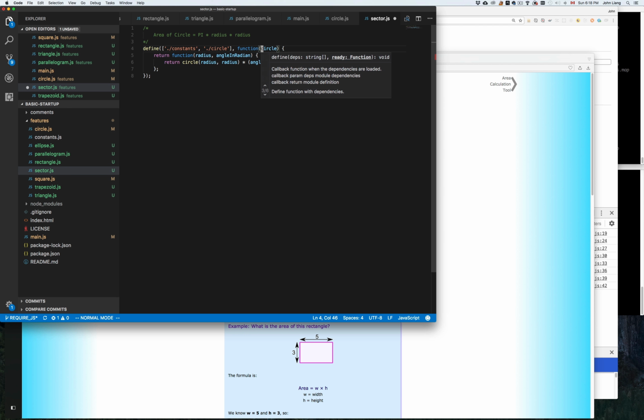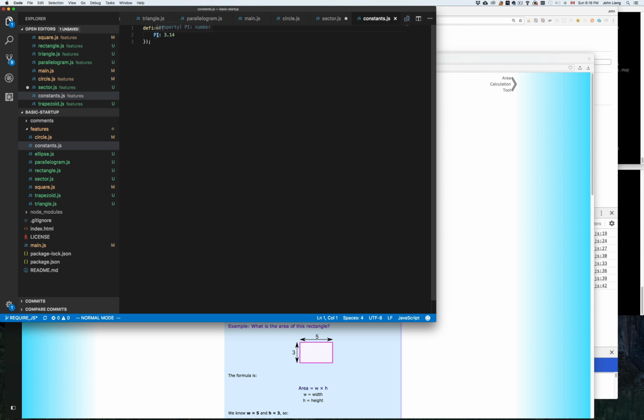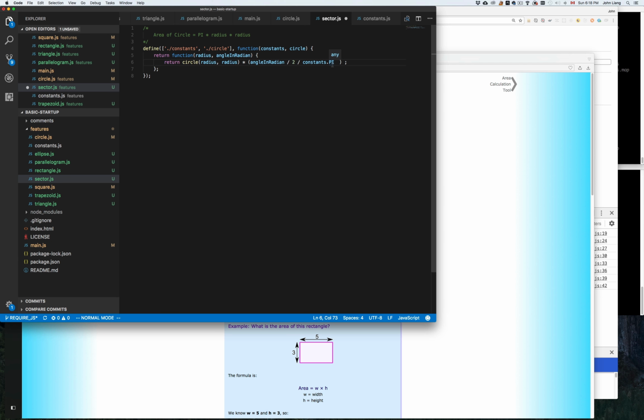Okay. And the constants are here at the first one, divided by 2 and divided by constants dot pi. Let's take a look at the constants. So we have pi right here. So that should be correct. Save it.